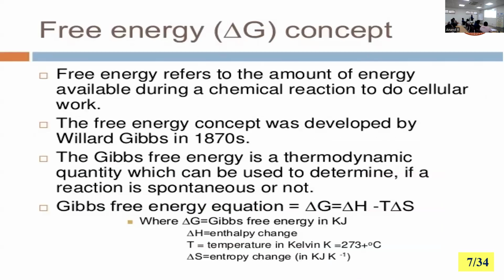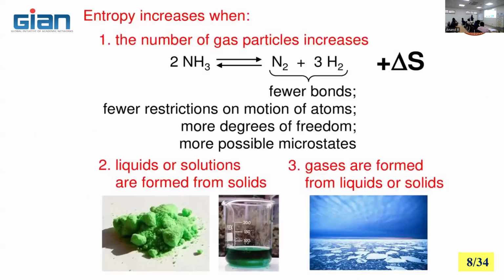So that gives you free energy. Free energy refers to the amount of energy available during a chemical reaction to do cellular work. The free energy concept was developed by Willard Gibbs in the 1870s. The Gibbs free energy, from the following perspective, is exergy. The Gibbs free energy is a thermodynamic quantity which can be used to determine whether a reaction is spontaneous or not. This is the reaction. So whether entropy increases or not, we can find it for any reaction. For ammonia dissociation into hydrogen, you are going to provide heat from the surroundings. So it's an endothermic process, right?